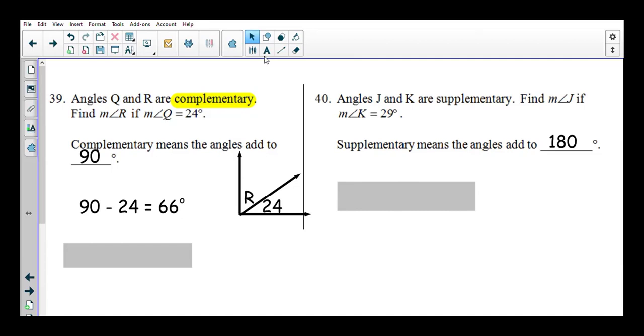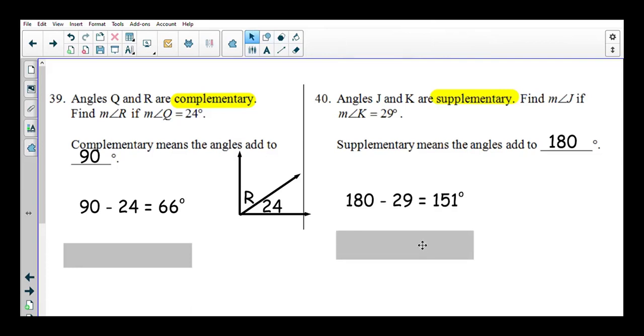In number 40, angles J and K are supplementary. Find the measure of angle J if the measure of angle K is 29 degrees. Remember that the word supplementary means the angles add to 180 degrees. So you can simply do 180 minus 29 to get 151 degrees.